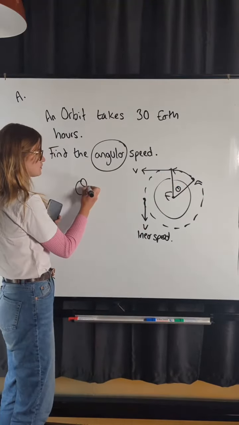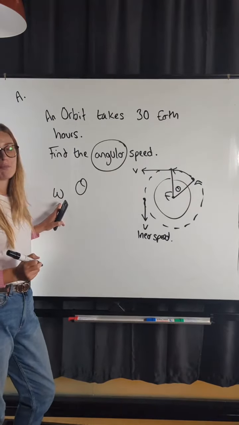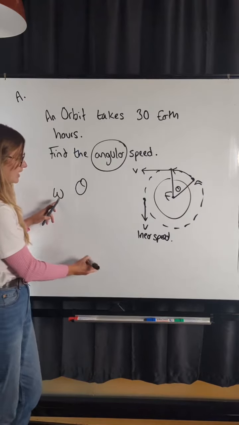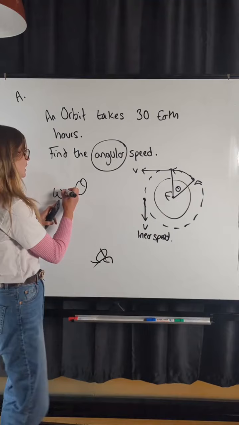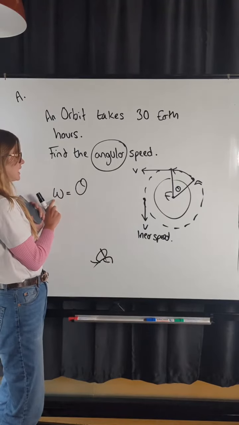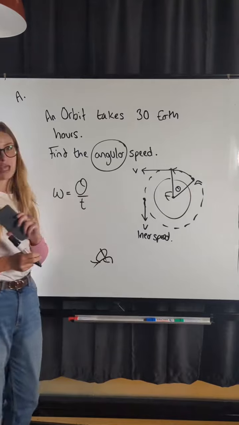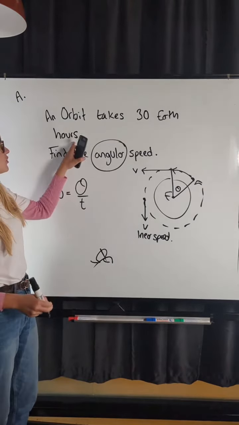So the angular speed we represent with this lowercase omega. It's just a W, but it's a lowercase omega, and omega is a Greek letter. Like capital omega is the one for resistance. So this is just a lowercase omega. The angular speed is the angle it goes through for the time it takes to go through that angle. Okay? So let's say we know that an orbit takes 30 hours.